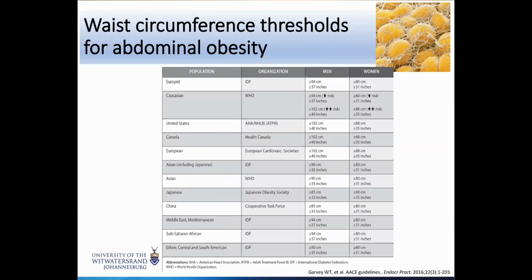And these are some of the different waist circumferences. I won't spend much time on this, but the reason that waist circumference is recommended is that it's much more accurate in terms of a measure of the cardiometabolic risk and mortality that is associated with obesity.